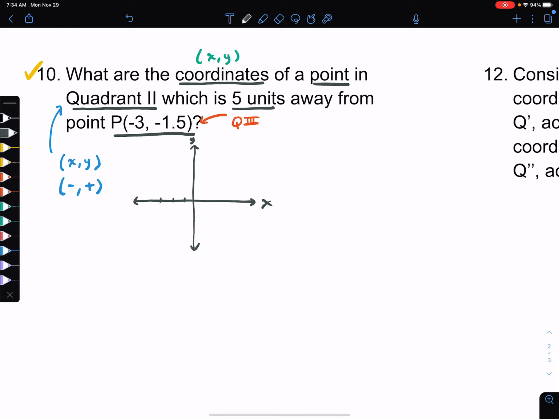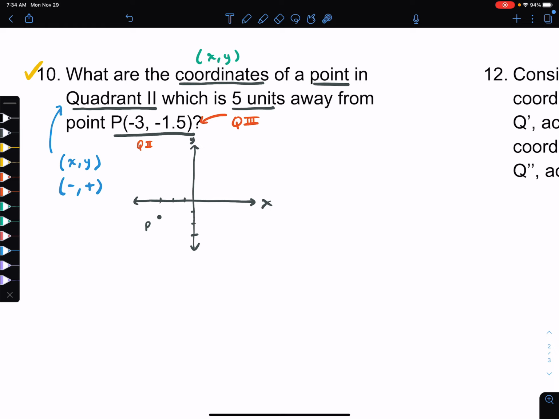1, 2, 3. And I'll go 1, 2, 3. So it's got to go 3 to the left and 1.5 down. So that's right here. Okay. And so if we have to say it's 5 units away, and it's got to be in quadrant 2, where's quadrant 2? Quadrant 2 is located up here.